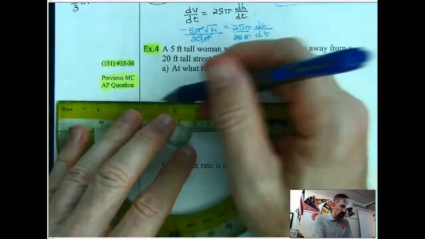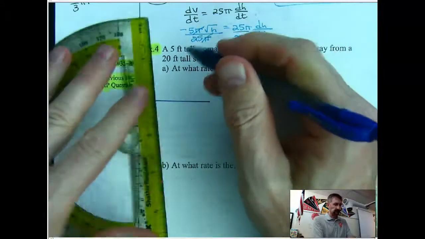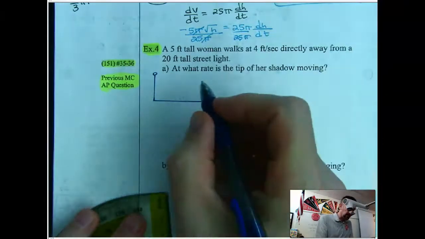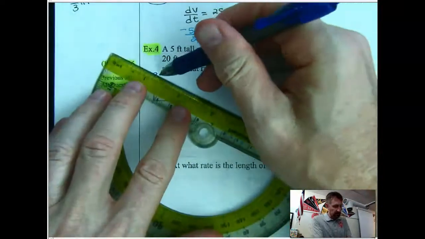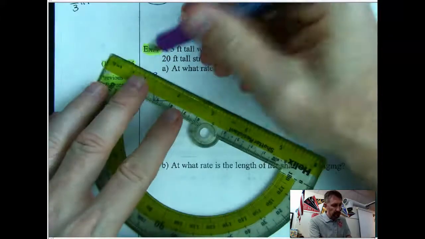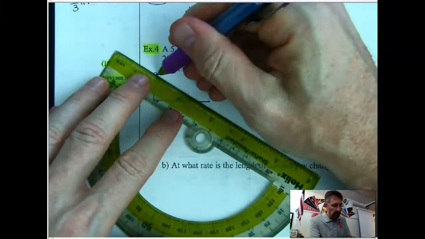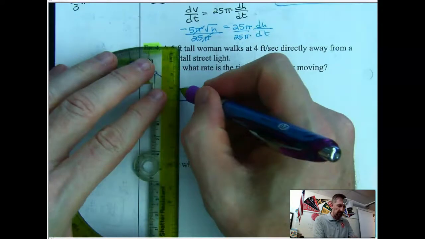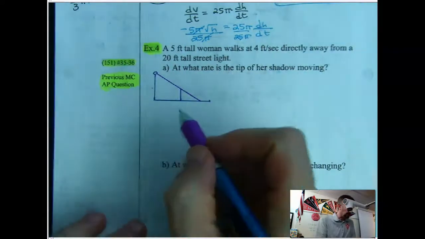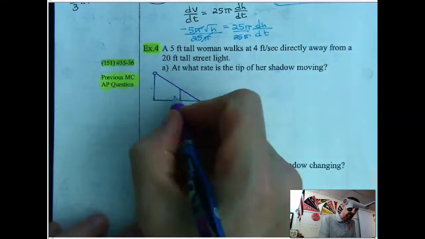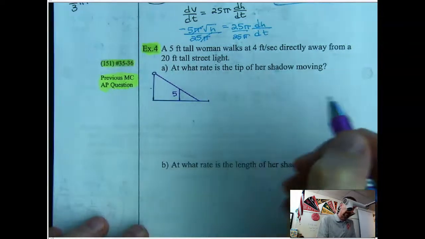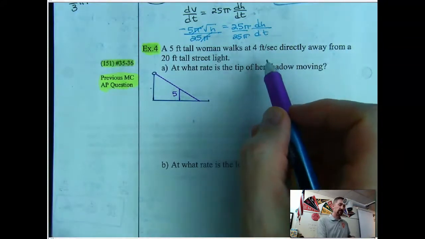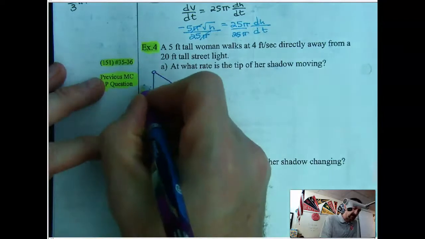So have a street light here, and we have a person walking, and we have a shadow. So the person is over here. I'm not going to draw them in. So the woman is 5 feet tall. And the person is walking at 4 feet per second directly away from a 20-foot light.